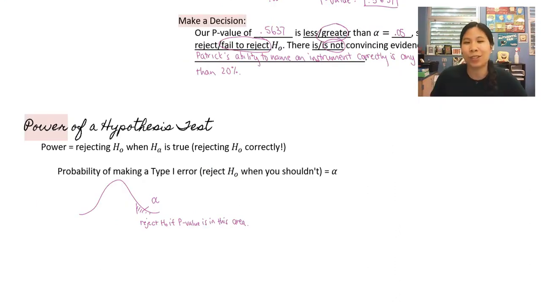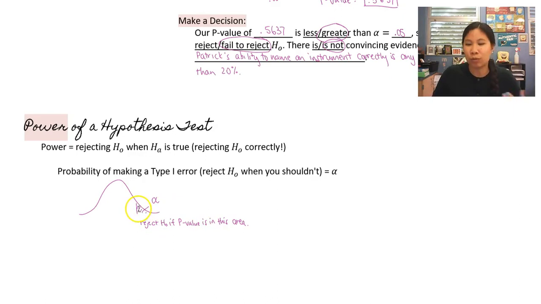So before we get into calculating the actual numerical values of power, I want to talk about the probability of making a type 1 error first, because it has to do with all that. So probability of making a type 1 error, remember type 1 error is when you reject your null hypothesis when you shouldn't. So we reject the null hypothesis when our p-value is less than alpha. So visually, if we had the normal curve, alpha could be either on the right side or the left side, but whatever area that is, if our p-value is also in that area, then that means we would reject.